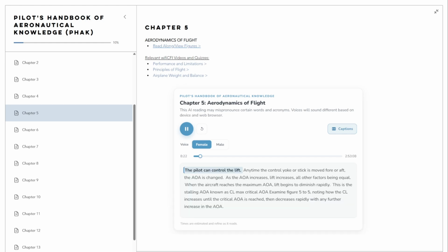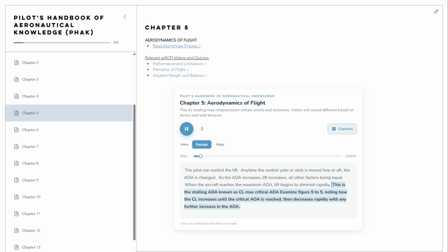Lift. The pilot can control the lift. Anytime the control yoke or stick is moved fore or aft, the AOA is changed. As the AOA increases, lift increases, all other factors being equal. When the aircraft reaches the maximum AOA, lift begins to diminish rapidly. This is the stalling AOA, known as CL max, the critical AOA. Examine Figure 5-5, noting how the CL increases until the critical AOA is reached, then decreases rapidly with any further increase in the AOA.